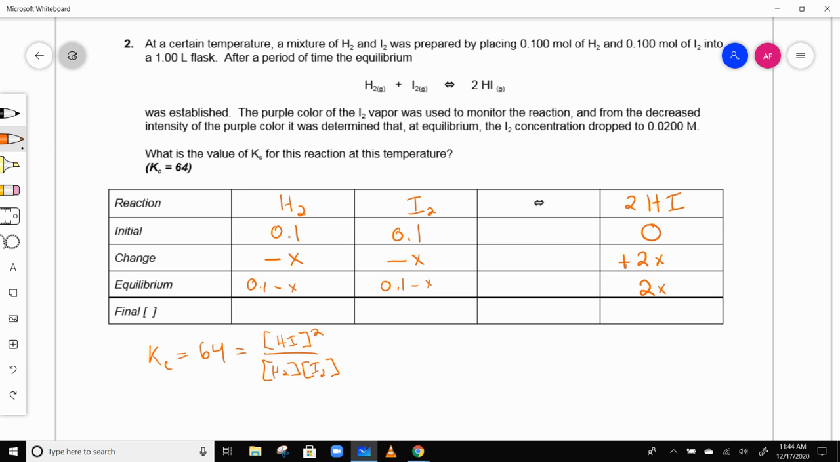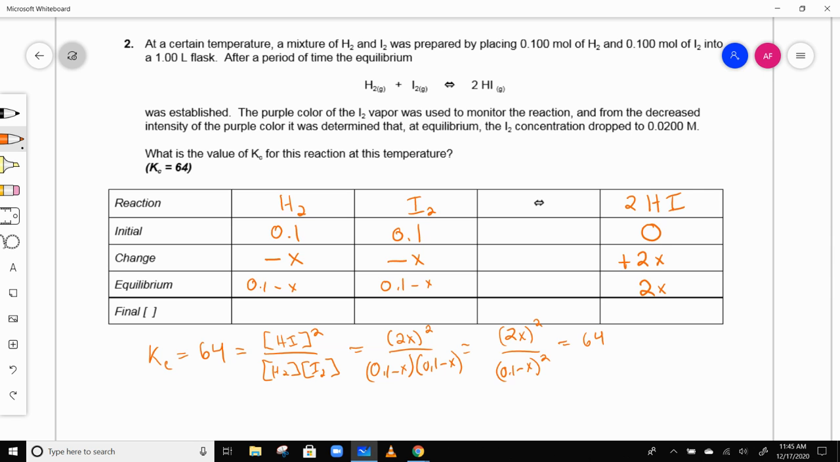Okay, now we're going to plug in our numbers. HI is 2x, so we have 2x quantity squared over H2, which is 0.1 minus x. So you're just multiplying those two things together. For a lot of these problems initially, you're going to get basically this: a squared over a squared. So here you have 2x quantity squared over 0.1 minus x quantity squared, and that equals 64.